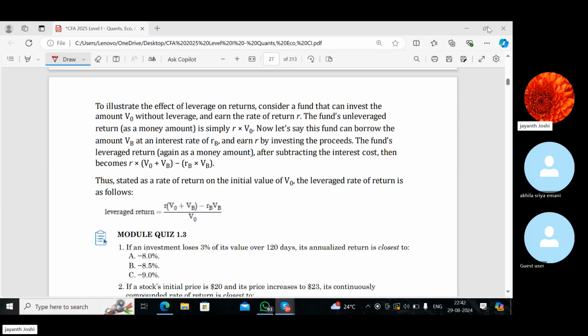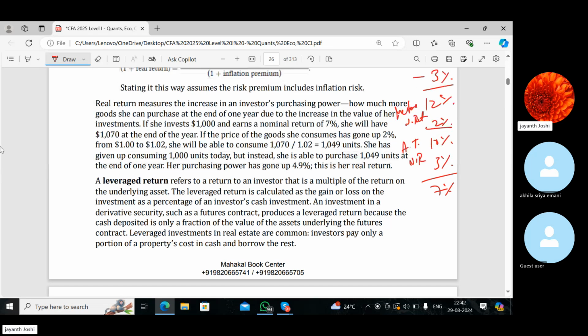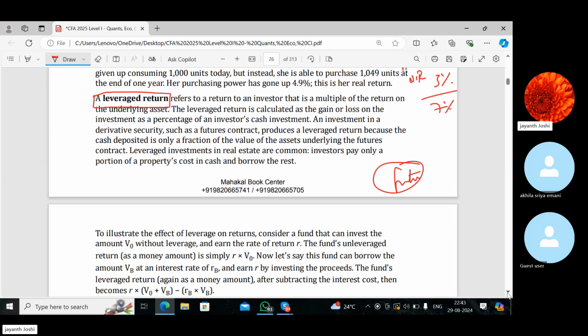Now again, some topics need to be discussed. What is a leverage return? We will discuss this tomorrow, because before discussing this, I need to explain what a futures contract is, which you don't have knowledge of. There are four things which come in derivatives: forwards, futures, options, swaps. These are all four derivatives. First we need to discuss them, then we will understand leverage returns.